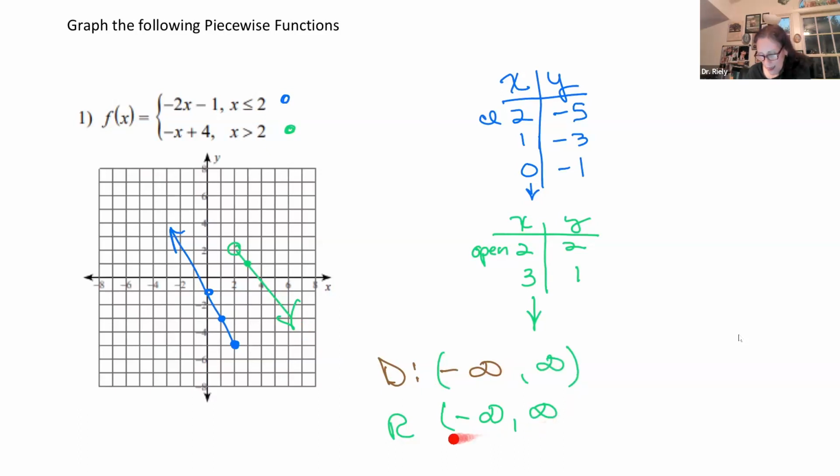And then with the range, do the same thing. I'm going to start way down here where this arrowhead is taking me, and I come up and kind of get stuck. But since this is the same y value here, I'm allowed to slide over and hop on that curve. And that gives me negative infinity to positive infinity again. So that's how I got that.